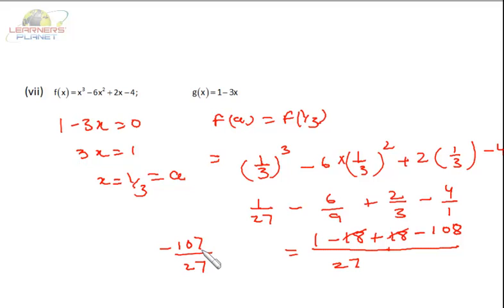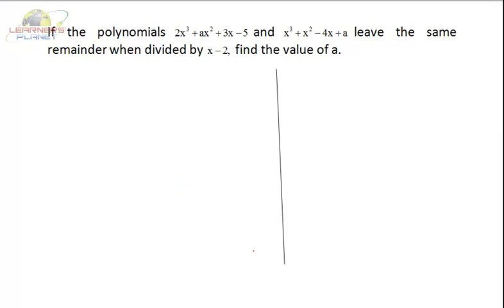Okay, so I hope you are clear how to find out the remainder when one expression or a polynomial is divided by the other. Okay. Now let's try some word problems based on remainder theorem. Let's see the first question.